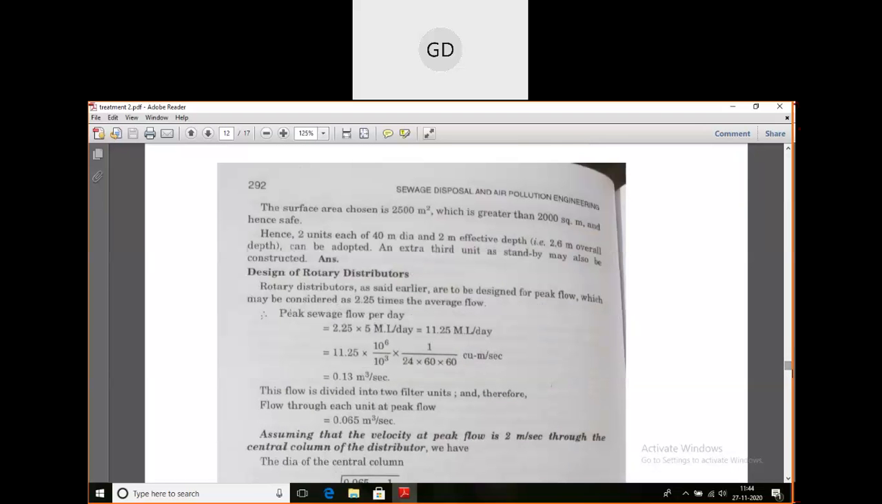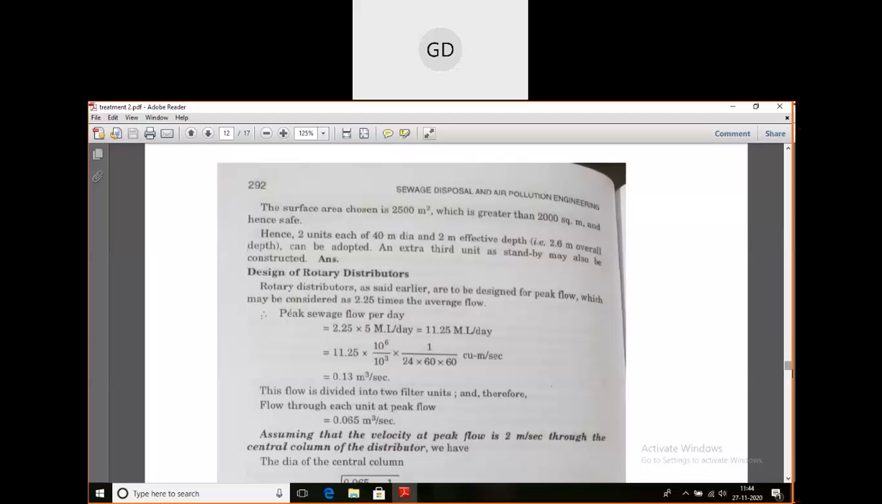Now the surface area you have got is 2500 meters square, which is greater than 2000 square meters. That means for your filtering media to be safe, the surface area has to be greater than 2000 square meters. And here, after solving, you got a surface area greater than 2000 meters square. So it is safe.